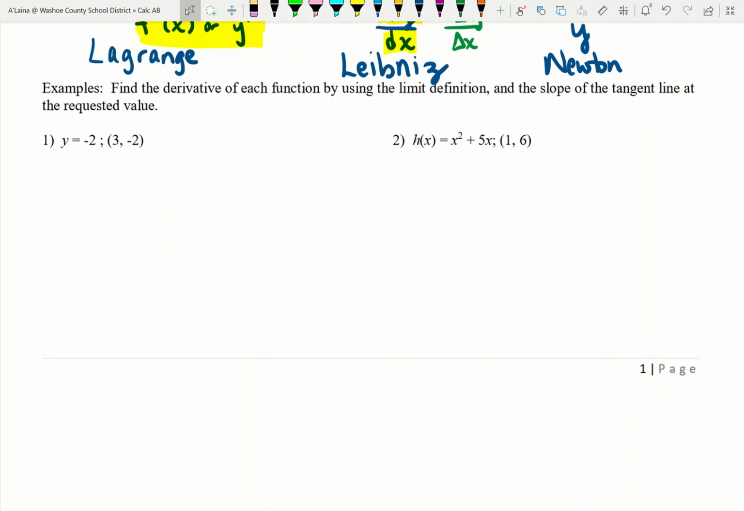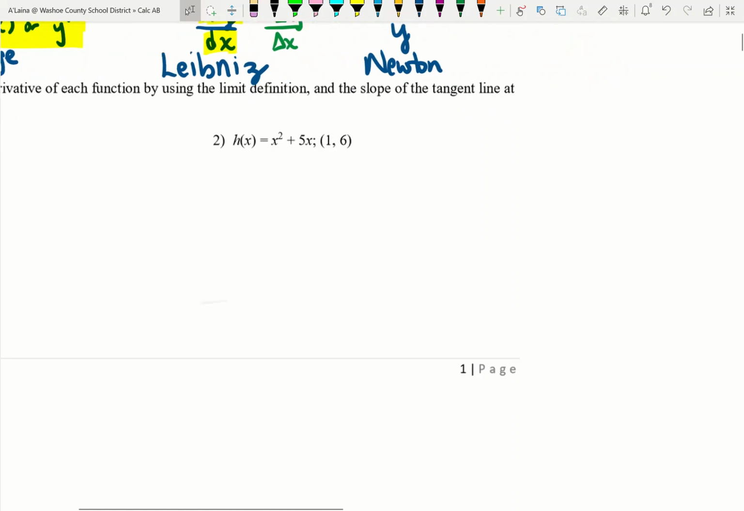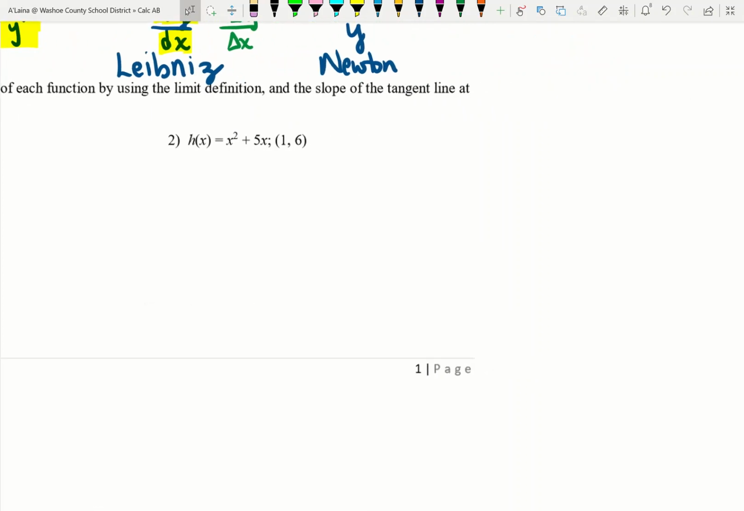So for a couple examples, we're actually going to start with example 2, and we'll come back to example 1. But we want to find the derivative of each function by using the limit definition. And we also want to find the specific slope of the tangent line at the requested value. Those directions will make a little bit more sense when we dive into a question. And we're going to start with number 2.